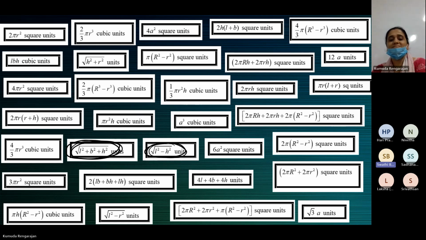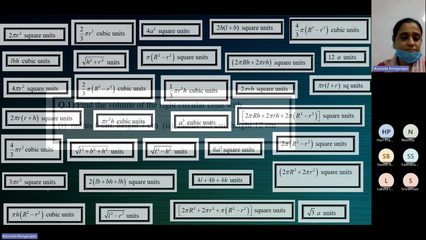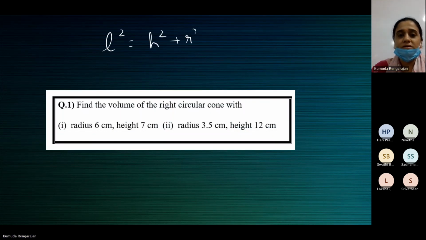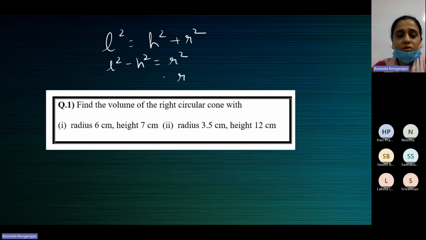Radius of a cone. Root of L square minus H square. What is the relationship for a cone? For a cone, L square is equal to H square plus R square. So L square minus H square is equal to R square. So R is equal to square root of L square minus H square.